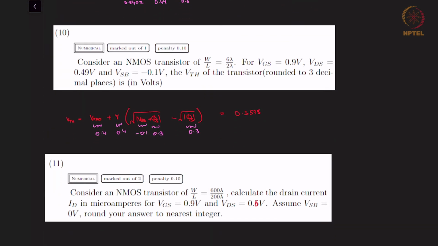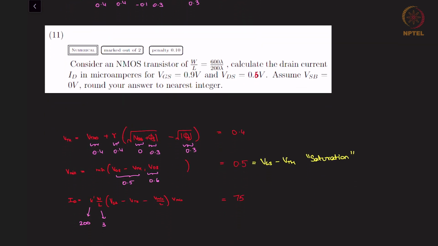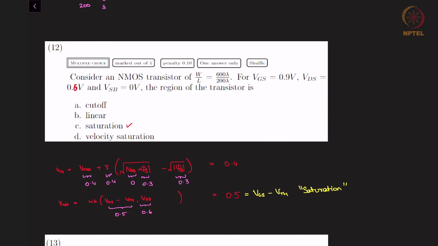Now we're back to short channel transistors, right? This is just the threshold voltage again, right? And over here we have the region coming out to be saturation, and that's because, I'm sorry, again this is a long channel device, right? And VGS minus VTH is the minimum, so therefore it's saturation. Correspondingly the current is 75 microamps. The region is saturation.